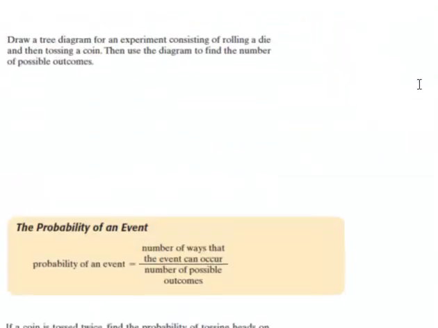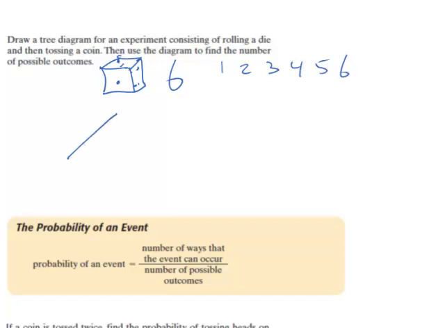All right. The next part here says, let's draw a tree diagram for an experiment consisting of rolling a die and then tossing a coin. Well, when you have a die, it sort of looks like this, right? But essentially, we have 6 sides to it, right? So we either have the possibility of getting a 1, 2, 3, 4, 5, or 6. So when I roll that die, I'm either going to get a 1, a 2, a 3, a 4, a 5, or 6.